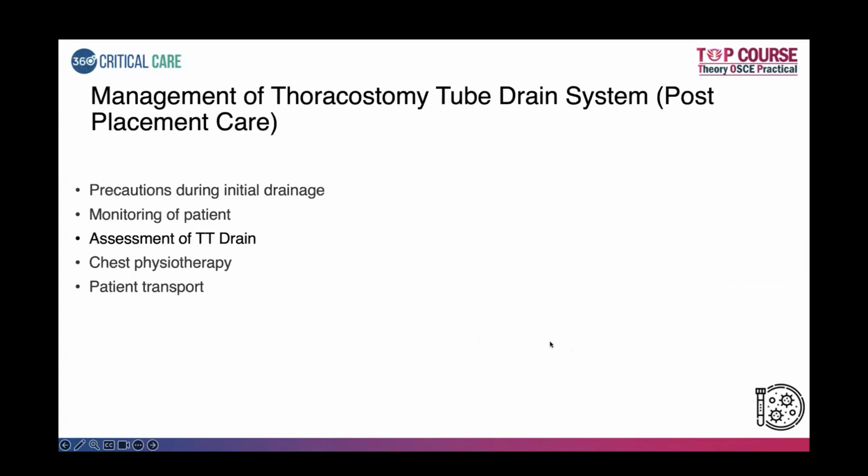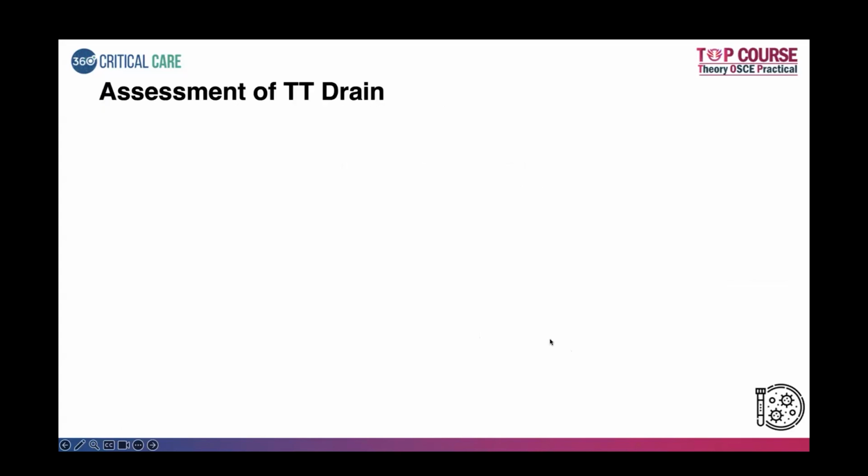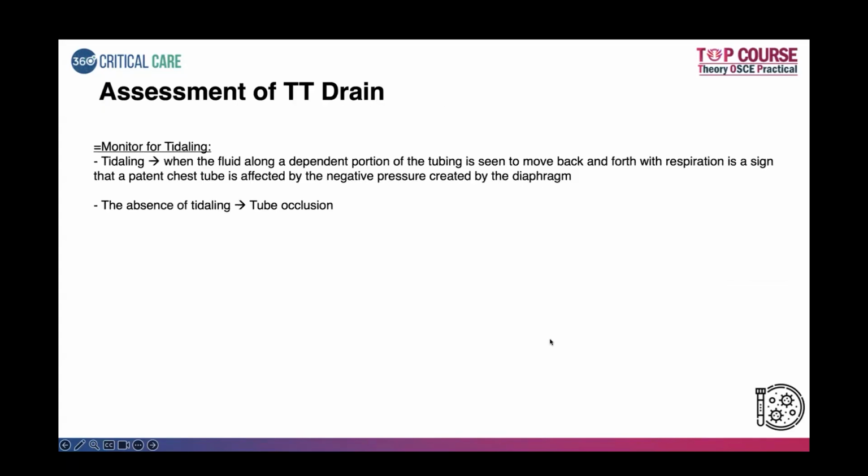So the next part is about assessment of the thoracostomy tube drain. The first thing is monitoring for tidaling. What is tidaling? When the fluid along the dependent portion of the tubing is seen to move back and forth with respiration, it is a sign that the chest tube is patent and it is affected by the negative pressure created by the diaphragm. So absence of tidaling may indicate there is a tube occlusion which needs to be looked into.